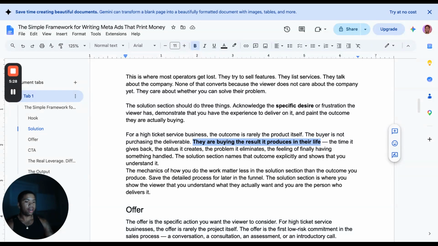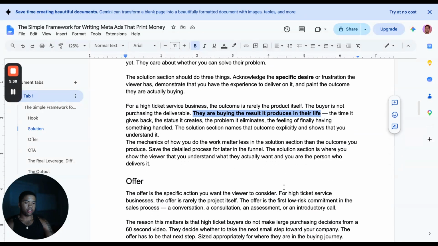You just need to sell the outcome that you're going to produce for them, and you save the detailed process for later on in the funnel. The solution section is just where you show the viewer again that you understand what they actually want, and you're the person to deliver it for them.